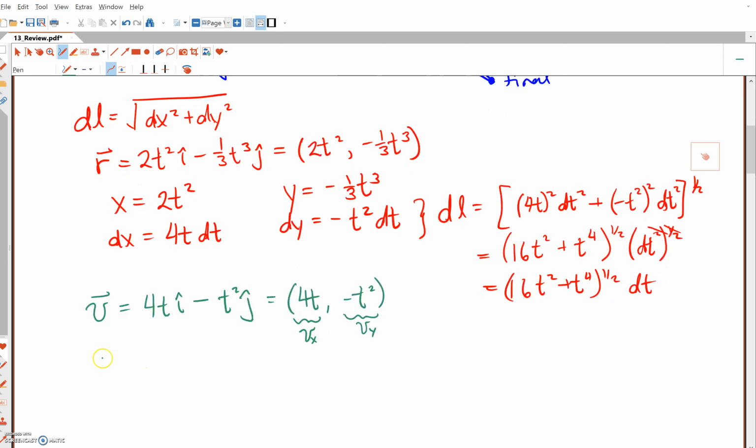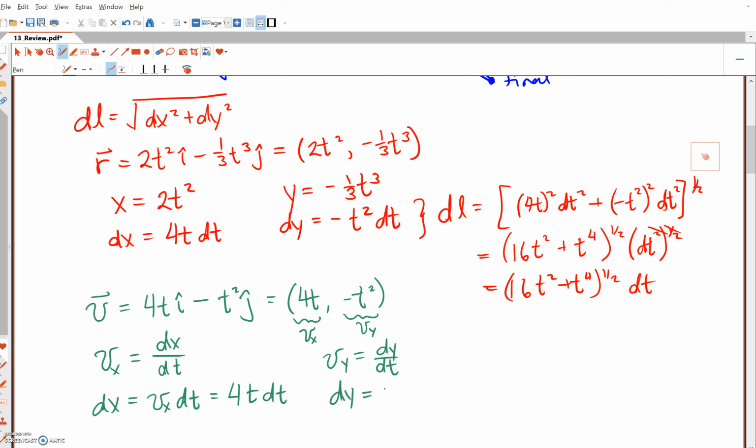I know that there's a relationship between position and velocity. Recall our original definition of velocity was simply the time derivative of the position. So I can rewrite this and solve for dx. dx is equal to v sub x dt, or here 4t dt. Likewise, v sub y is equal to dy dt, the time derivative of the y position.